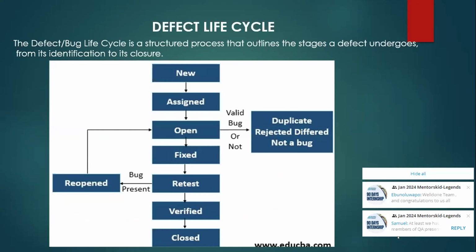Defect life cycle. This is the defect life cycle. The defect life cycle is a structured process that outlines the stages a defect undergoes from its identification to its closure. This is the diagram for the defect life cycle.